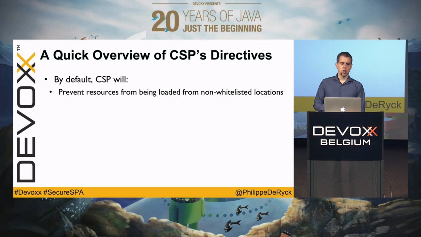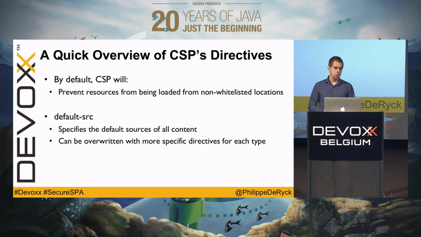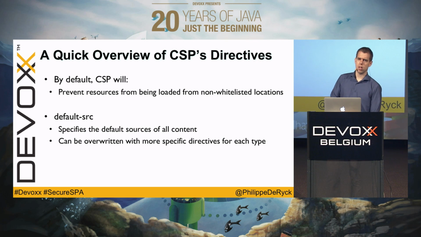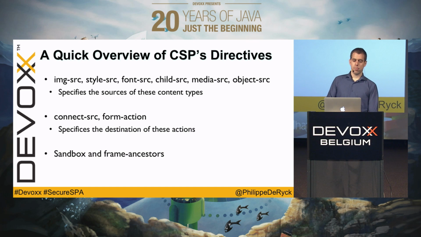So, we already talked about what CSP does by default. Let's talk about what else you can do with it. You can use default-src to specify the default source of all content. And unless you override this for a specific type of content, this is the directive that will be applied on images, on scripts, on whatever. And for the more specific ones, you have essentially a set of types of content. You have images, styles, fonts, child objects, media, and objects. These are specific content types, and you can specify a more specific list of sources for that. If you don't, then the default one will be used.